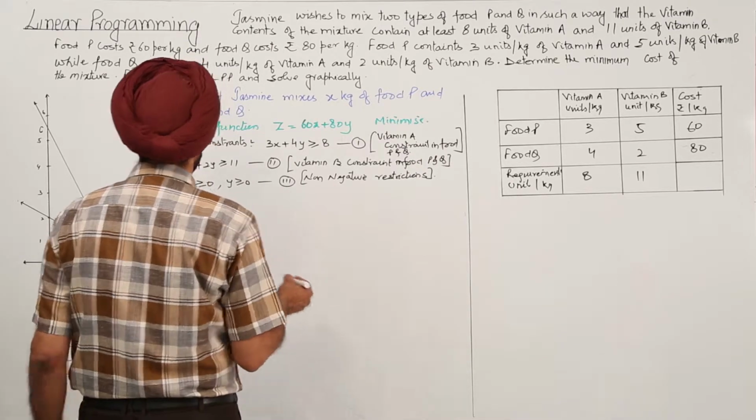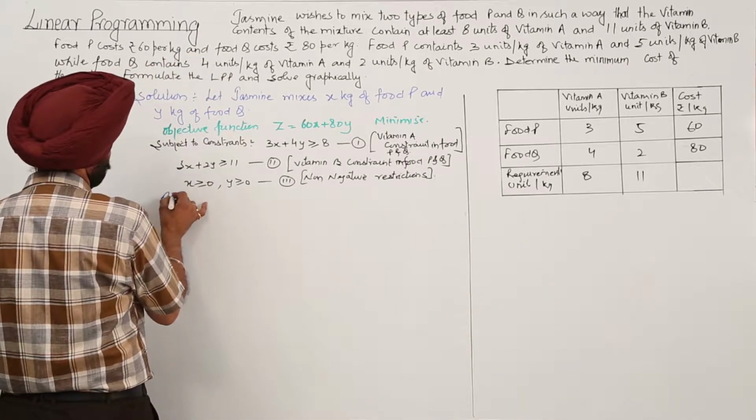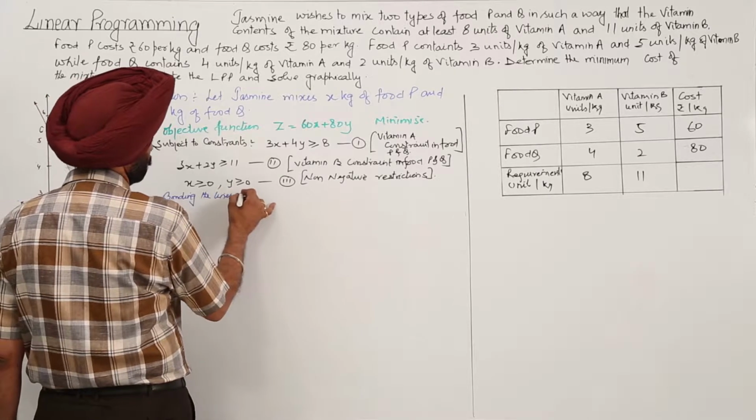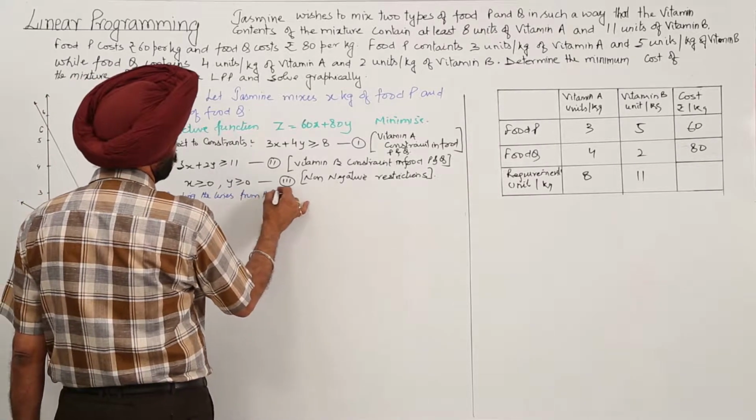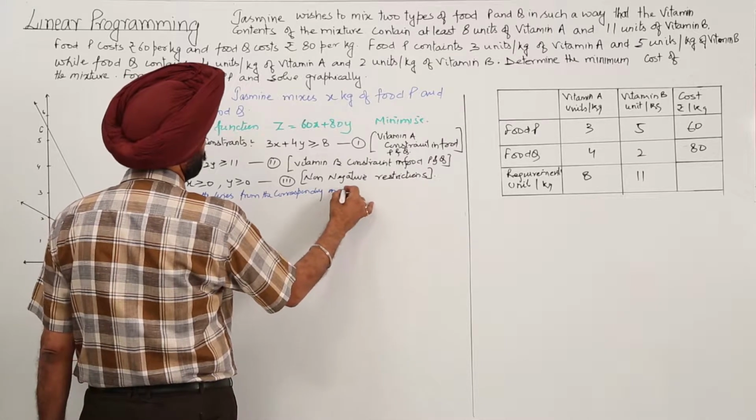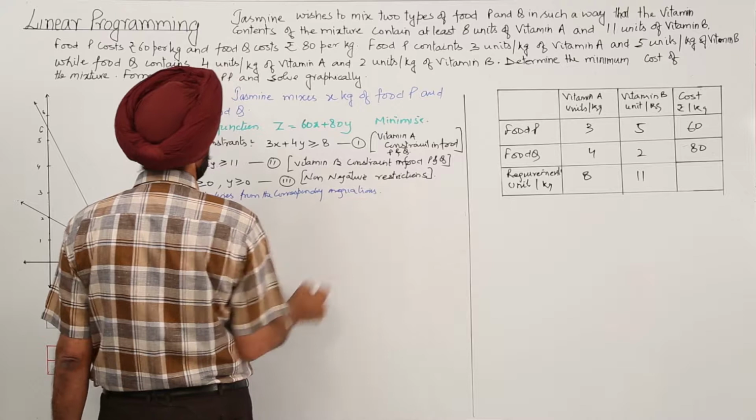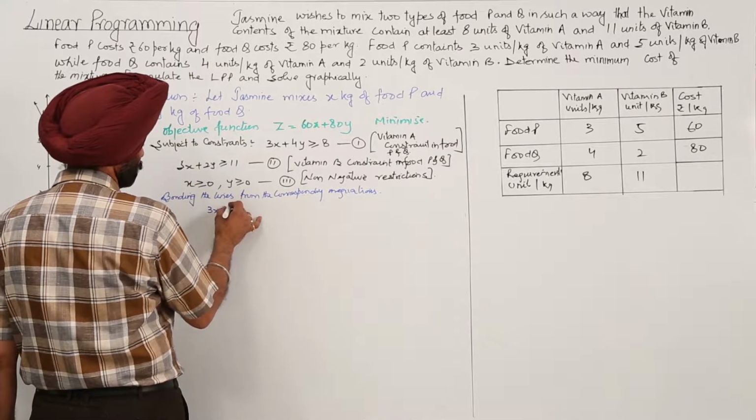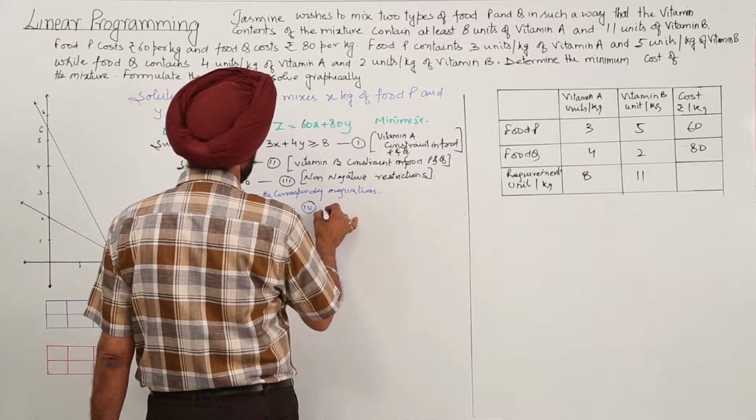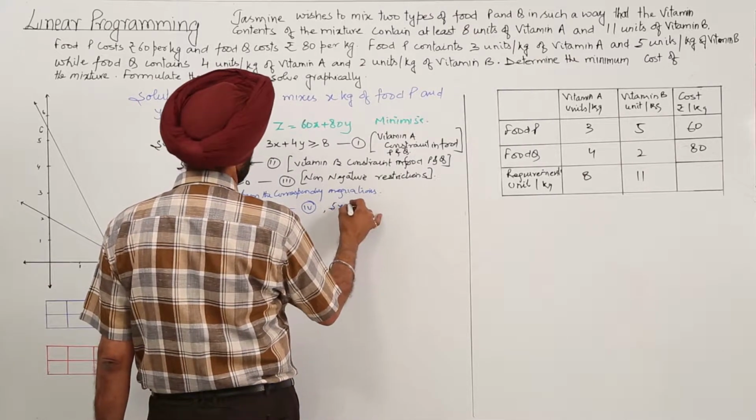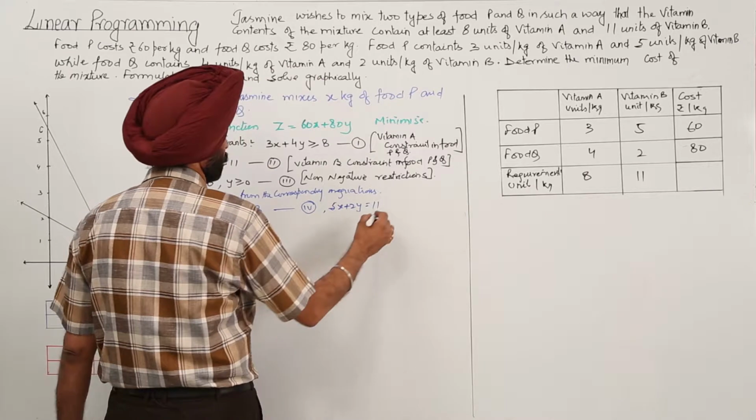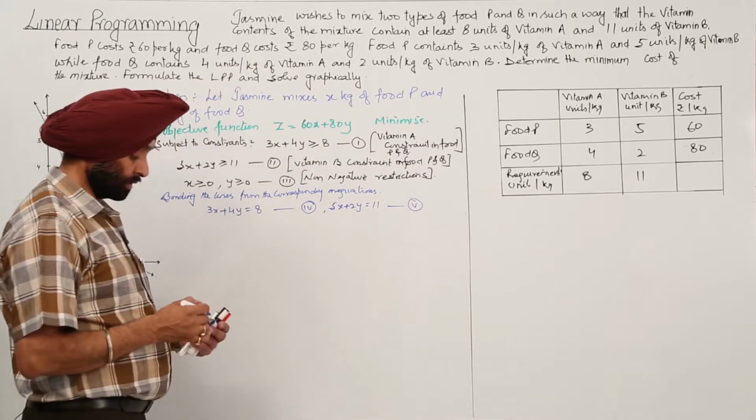Now, converting the inequalities from the corresponding equations, we have 3x plus 4y is equal to 8, equation 4, and 5x plus 2y is equal to 11, equation 5. One thing. Okay.